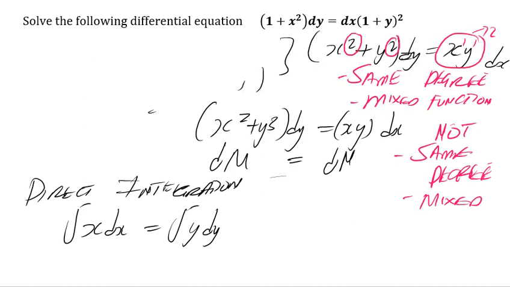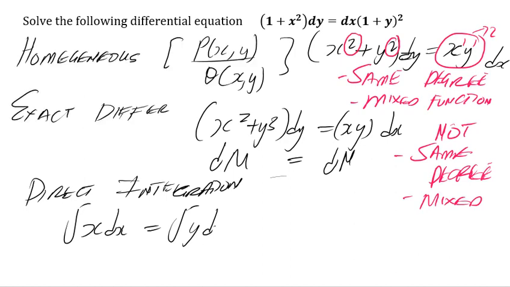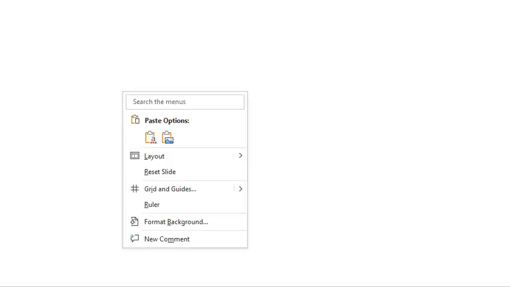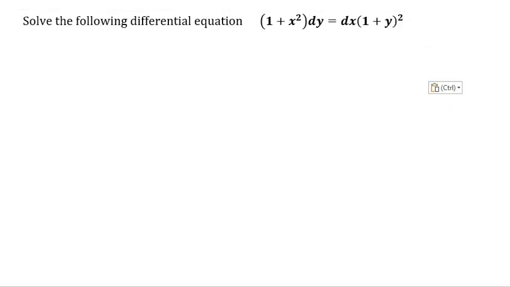Let me not erase this. Let me leave it for now. Okay, so let's solve this question. As you can see, the reason why I'm saying it's a direct integration is that it doesn't have mixed functions. You just have to group the like terms. So you have to take dy to the y side, and the x to the x side.